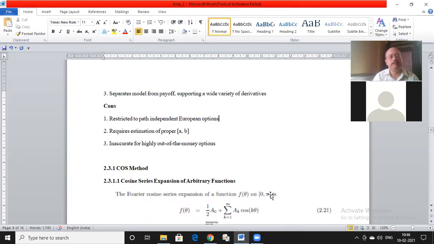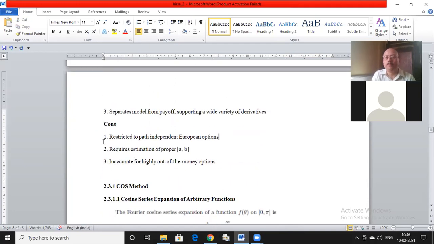The disadvantages are as before, that we are restricted to path independent European options, with the caveat that some path dependent options can be accommodated. We will see how. There are two parameters, some upper bound and lower bound, which needs to be decided a priori. So we require estimation of a proper range of values A to B, which has to be fixed. Remember earlier in the fractional or the usual fast Fourier transform methods, we needed to decide on an upper bound capital B. Here we need two bounds, lower and the upper both.